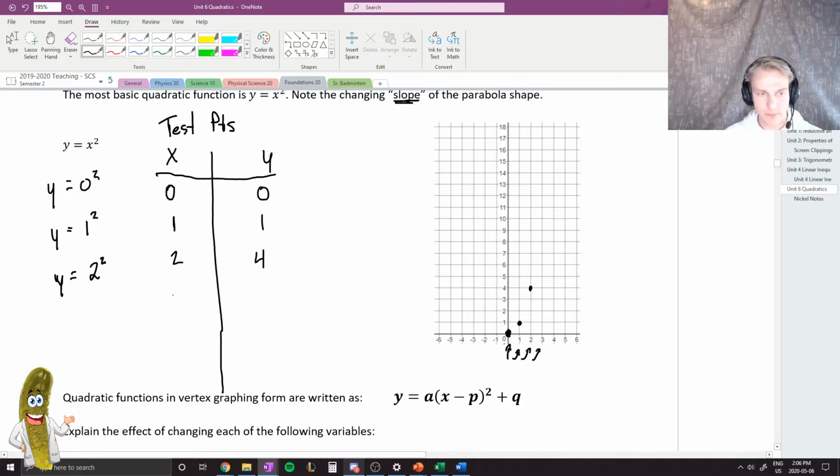We're going to do one more. Let's try x is equal to 3. And so when I plug that into the equation, y would be equal to 3 squared. And then that would mean that 3 squared is 9, so y would be 9. And so I would be able to graph a point all the way up here. So we're starting to see something.